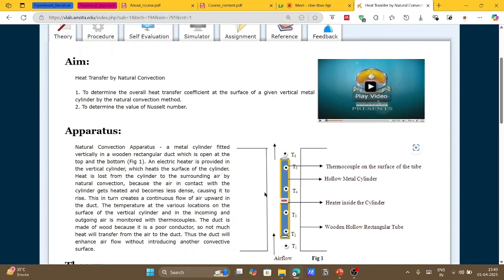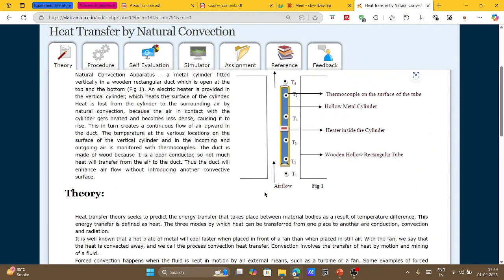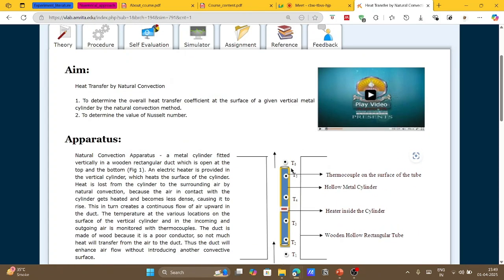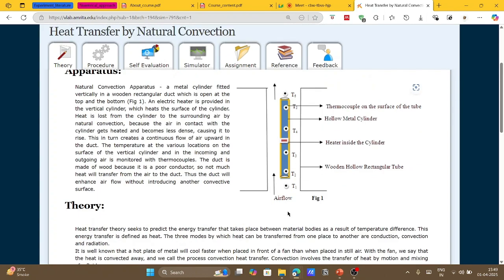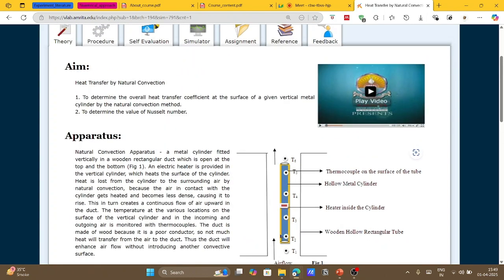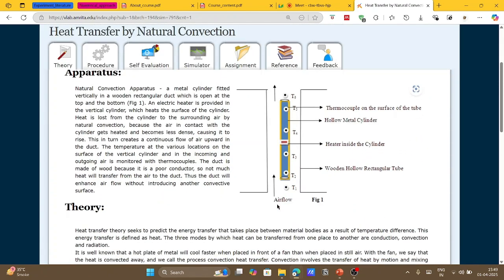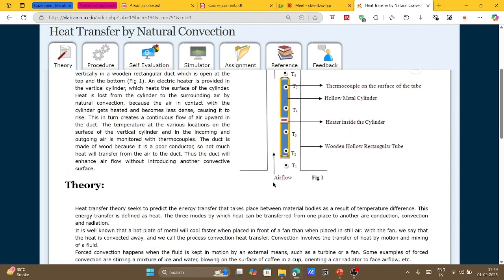Here you will see some theory related to the experimental setup. So as it was described in the video, we have this wooden box inside which the cylindrical tube is placed, which is heated through a heater, and the air flows from bottom to top through natural convection, which takes the heat from the hot surface. Air is heated and it's going outside, right? So this is the natural convection.